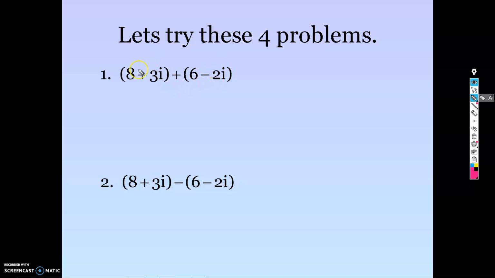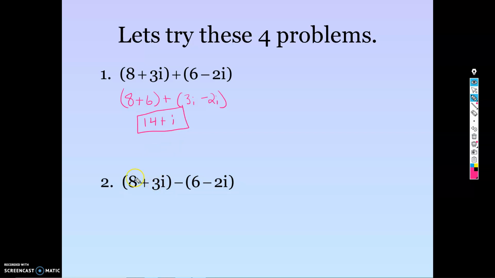So we can add the real parts with the real parts, 8 plus 6, and we can add the imaginary parts with the imaginary parts. So we just section them off. It's a plus in the middle. 8 plus 6 is 14. 3 minus 2 is 1, so i. So this would be the answer, 14 plus i. The real parts add with the real parts, the imaginary parts add with the imaginary parts. Again, just think of the i as a variable.